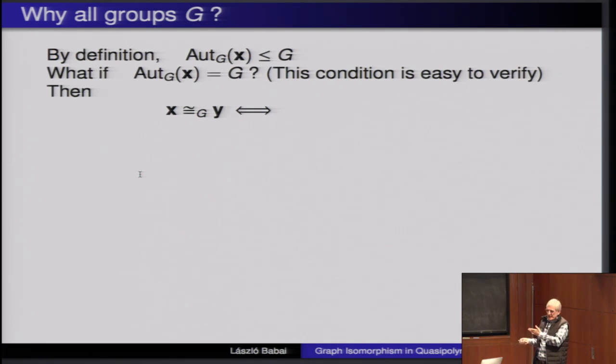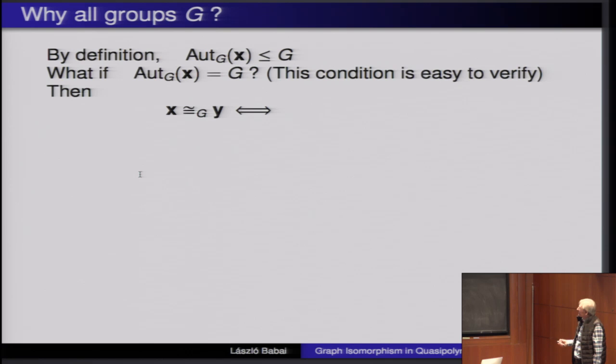Why do we have to look at all groups G? The reason we do this is because we are going to do recursion on the group. So the group gives us a huge degree of new freedom where we can modify our input and reduce things. So by definition, the group of G automorphisms of X is a subgroup of G. Okay? That's by definition because we are only considering elements of G as G automorphisms.